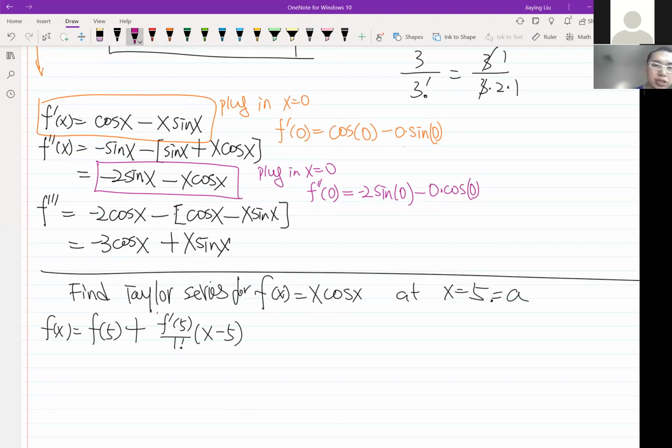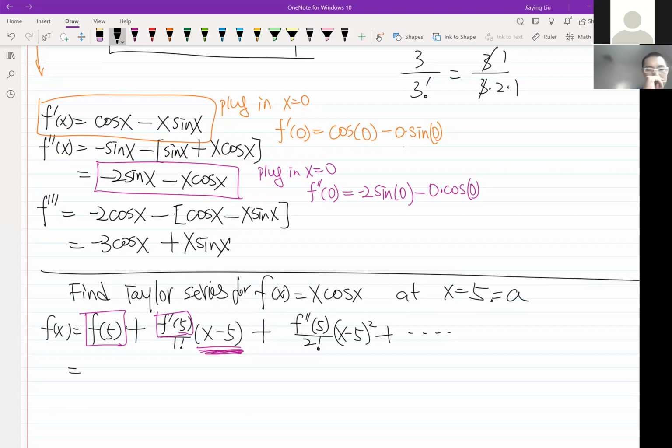So that's the difference. This part will be different, obviously, since it's a different value, and this part is also different. It's not x minus 0, where you just have x, but x minus 5. And then the next term will be the second derivative, but with 5 as an input, divided by 2 factorial, times x minus 5 squared, and so on.